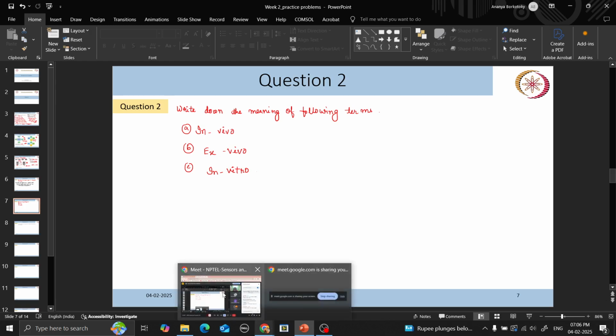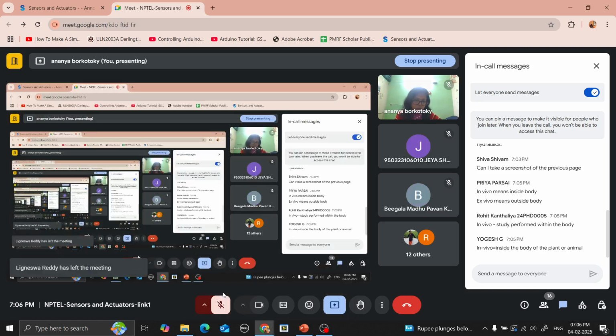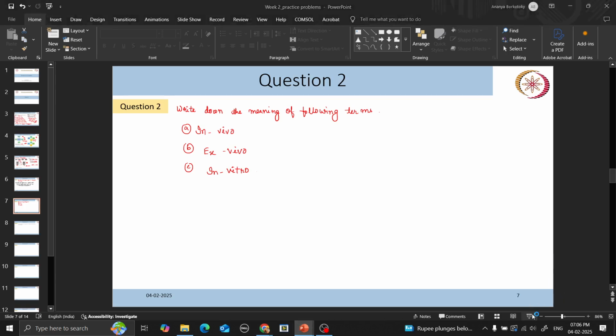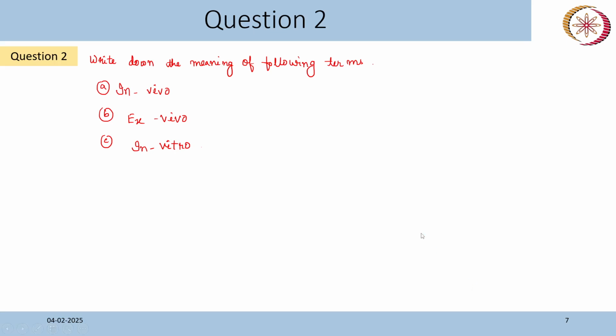Do I have an answer? In vivo means inside body, ex vivo means outside body. Okay. What is in vitro? So the answers are correct, but a few differences you have not mentioned. So yes, in vivo is inside the body.